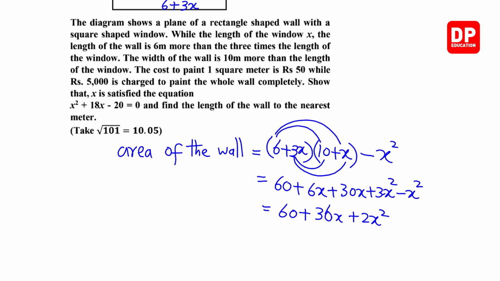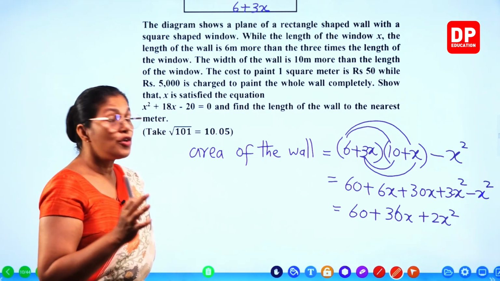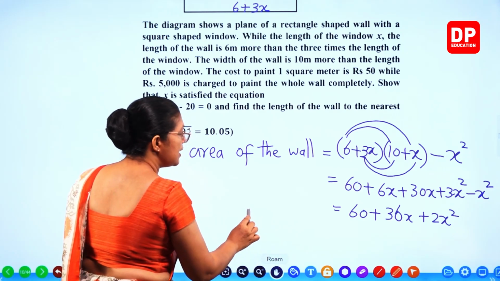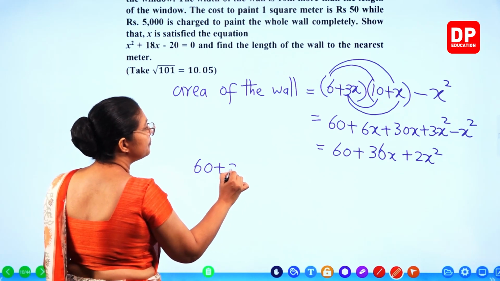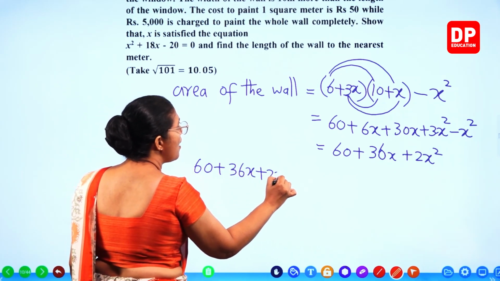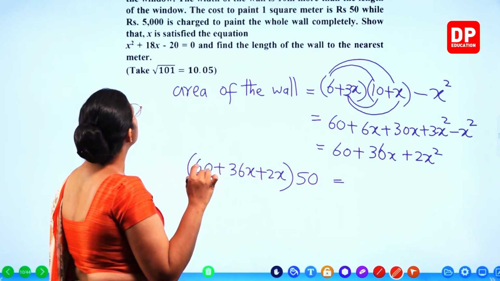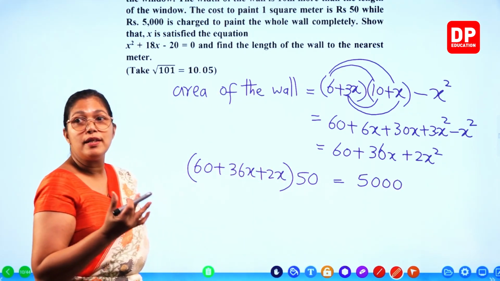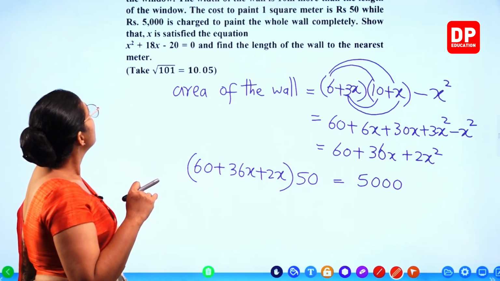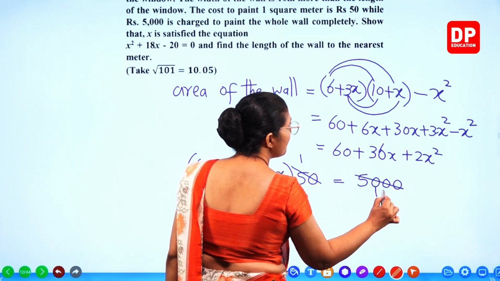Now it says the cost to paint 1 square meter is 50 rupees, while 5,000 is charged to paint the whole wall. So you can make an equation using that. So this is the total area. So when you multiply the area by 50 rupees, you get the total cost. That's 5,000 rupees. Now you can simplify this and find this equation. So first you can divide by 50. That's 100.